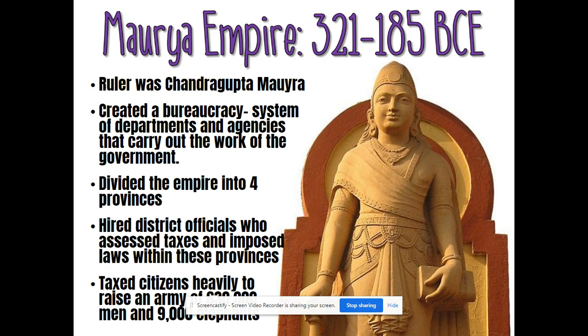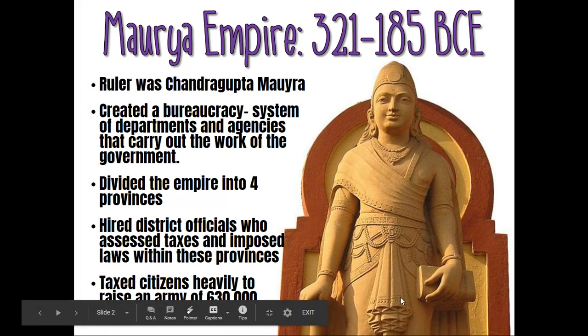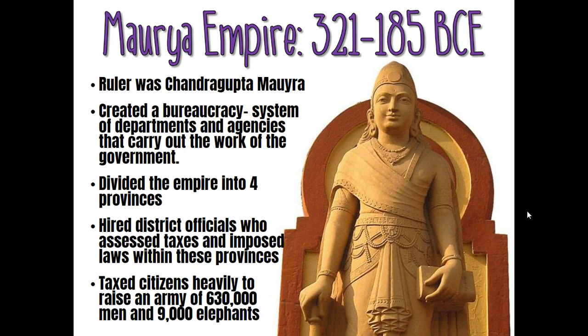And what he did was he would have officials that would go and tax and impose the laws of these different provinces. And he taxed his citizens heavily to raise an army. He raised an army of 630,000 men and 9,000 war elephants. That's right, war elephants were some of the creatures he used. In fact, war elephants were one of the things that stopped Alexander the Great when he was spreading his empire.